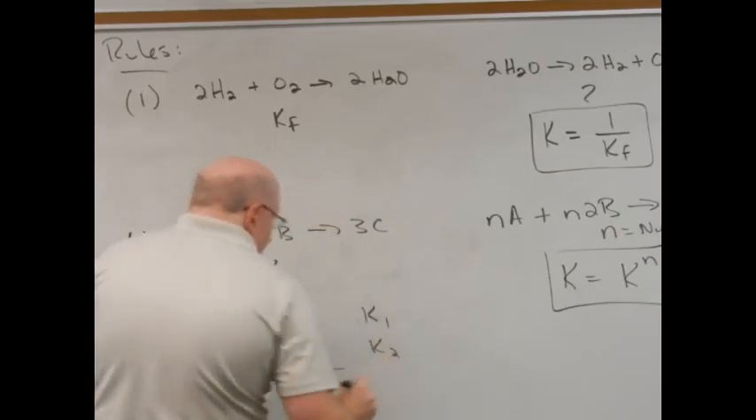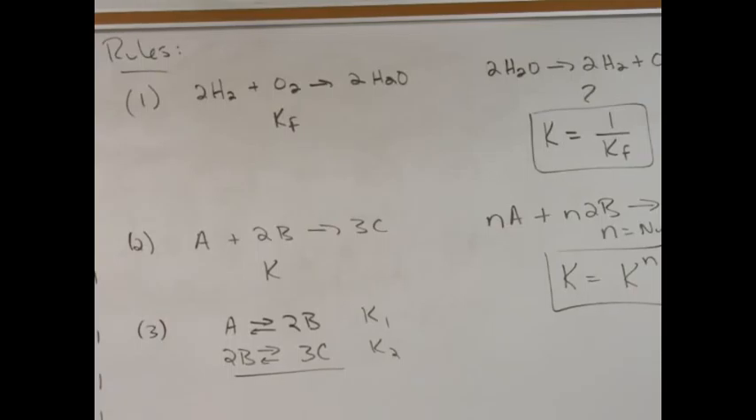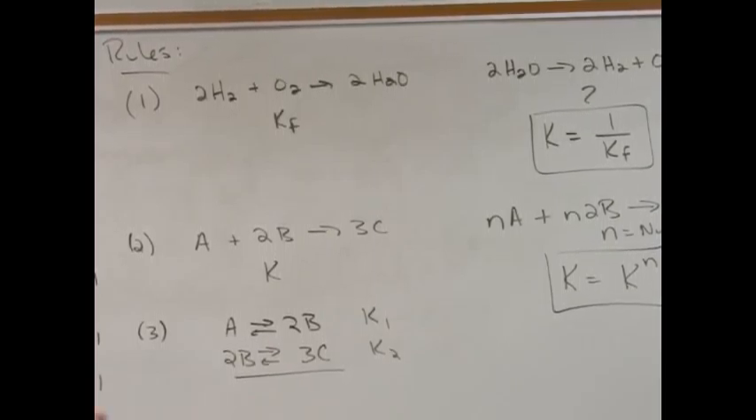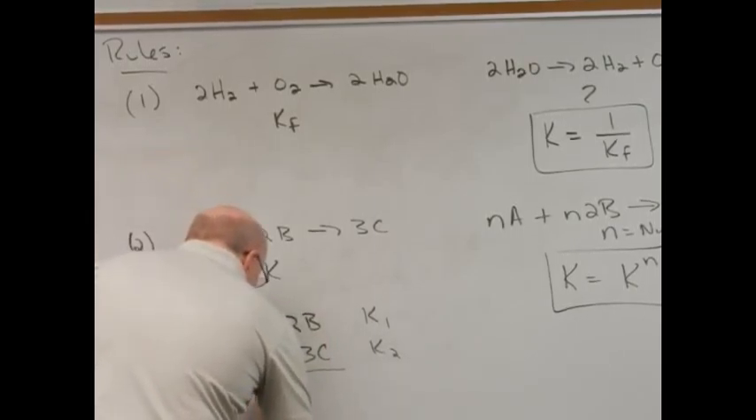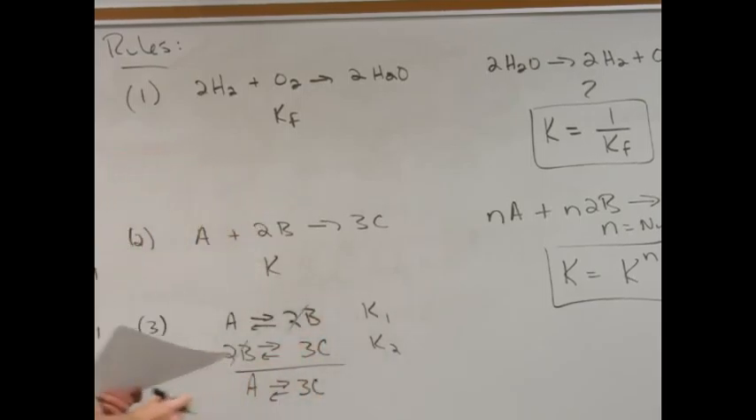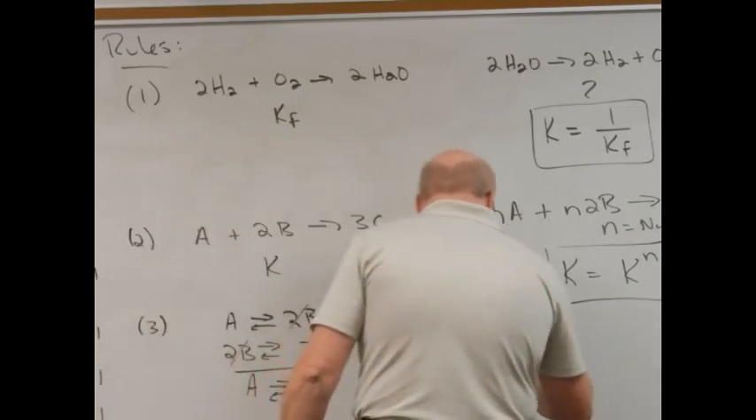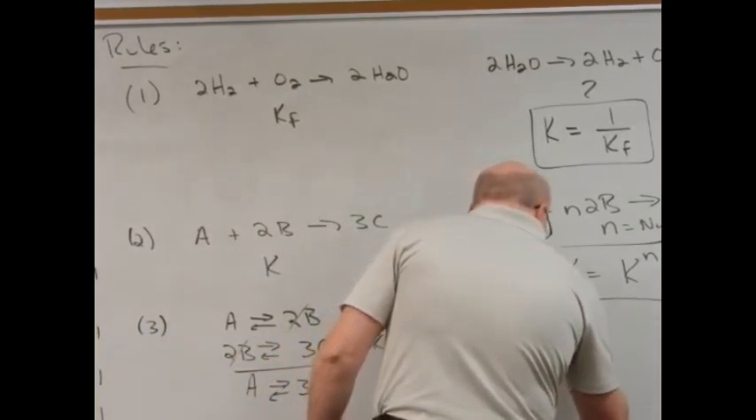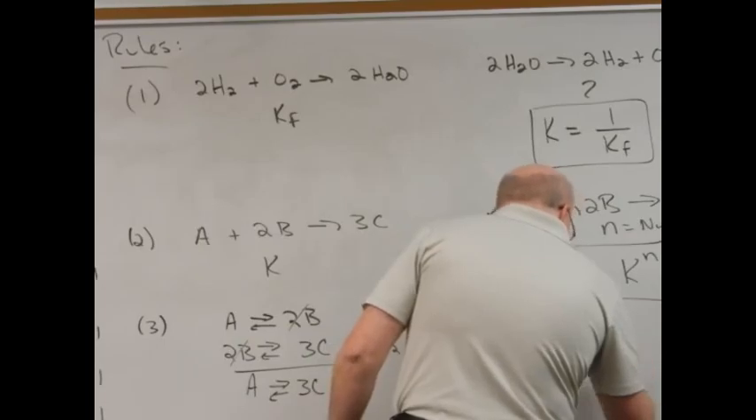So we have 2 reactions. Each one of them has an equilibrium constant. The question is, what's the equilibrium constant for the overall reaction if I add the 2 reactions together? If I add these 2 together, then A goes to 3C, because both the 2 B's cancel out. Well, if I add 2 reactions together and they have their own equilibrium constants, then the new one, K3, is K1 times K2.